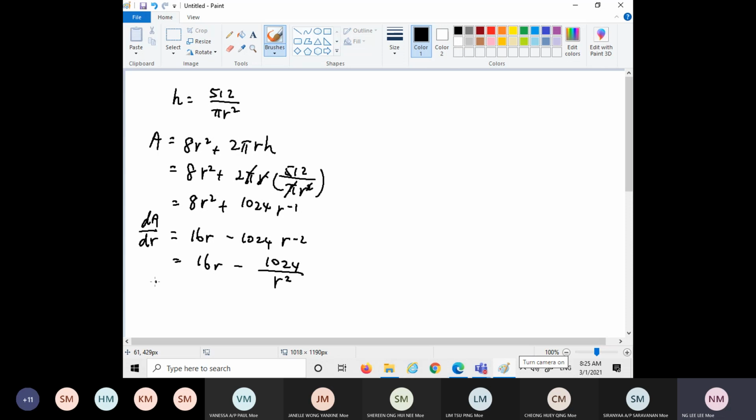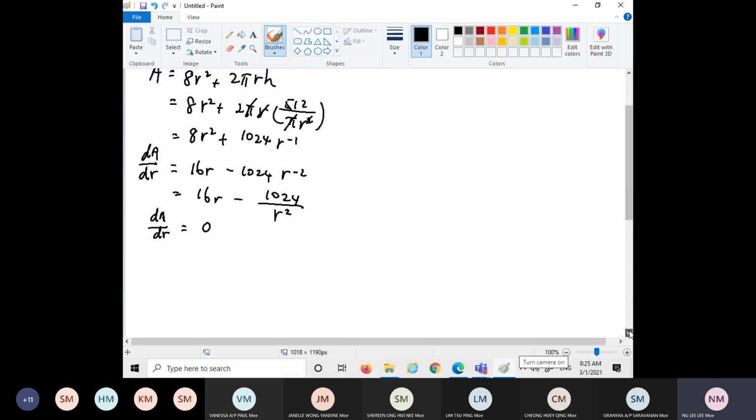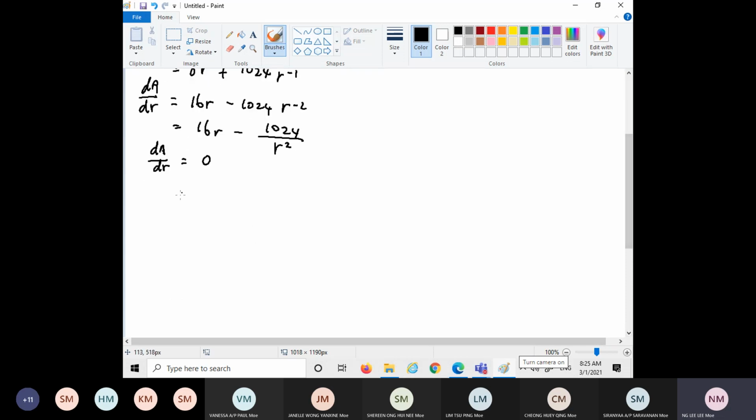Then you want to find minimum, maximum, remember? Let the differentiation be equal to 0. Then continue. We'll see what will happen. So 16R minus 1024 over R squared is equal to 0. Same like just now that question, no? So the negative term moves to the right hand side.